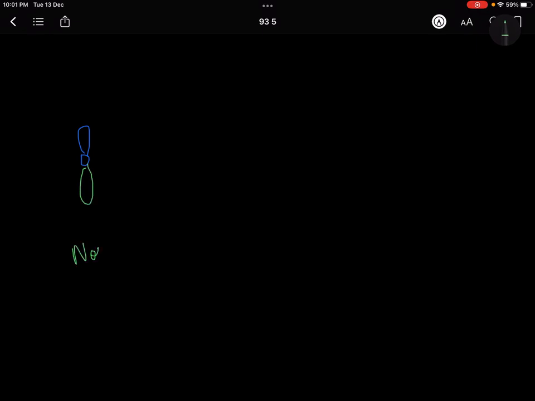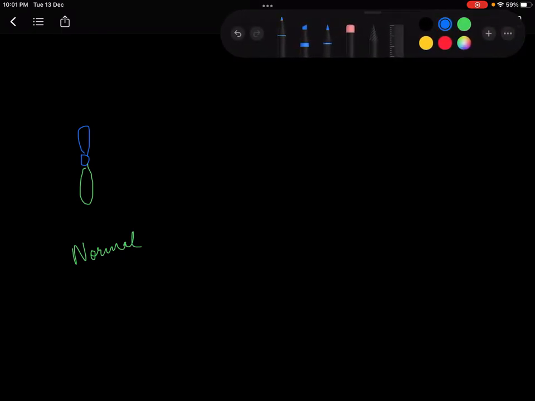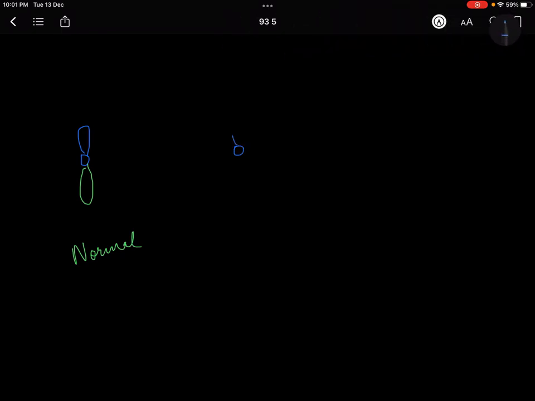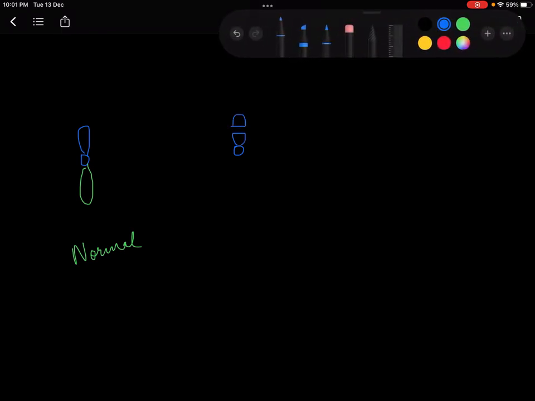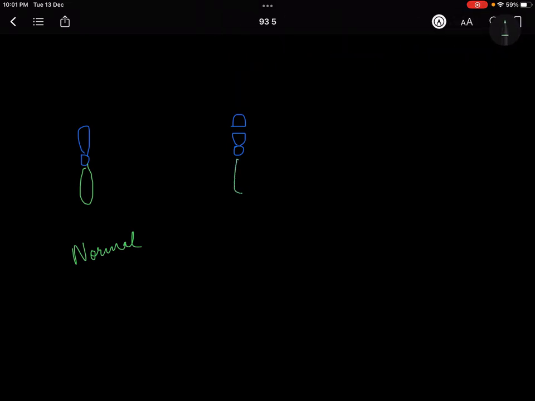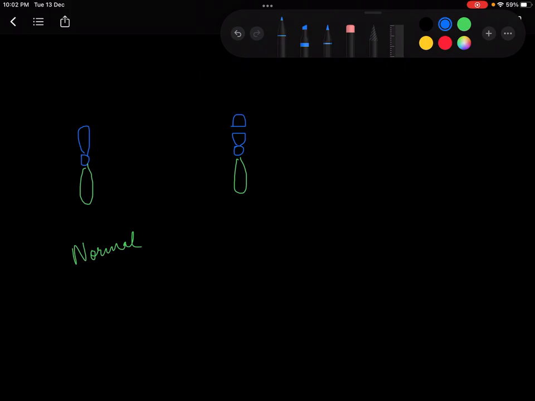Let's take this as a normal one. Now what happens in inversion? A part breaks, that means you say this one has broken itself, turns itself upside down and gets reattached. So in this case you would say that it has broken and reinverted itself, so it becomes somewhat like this.